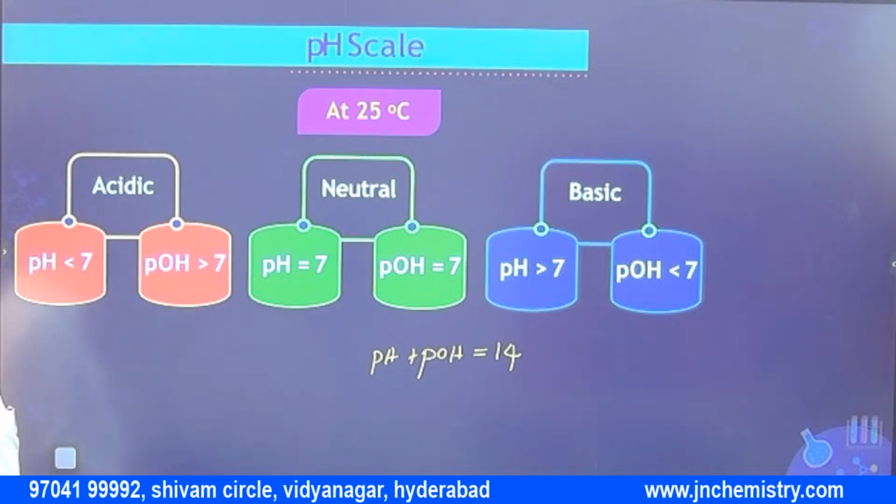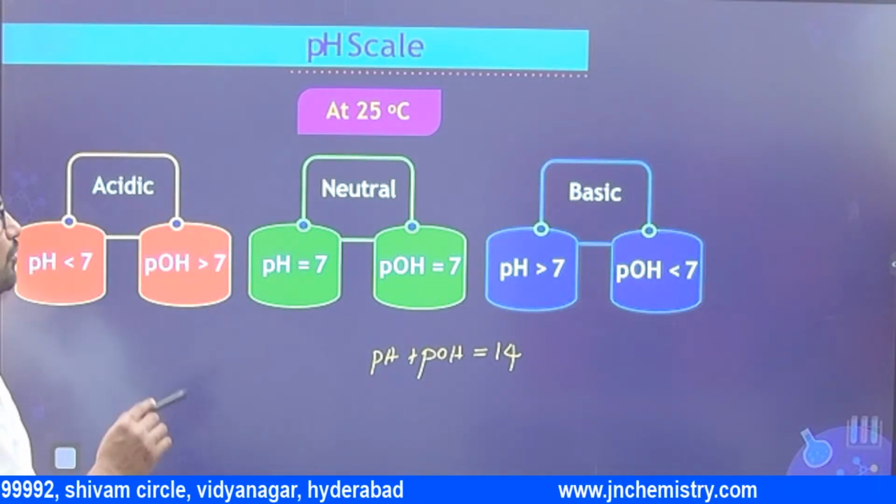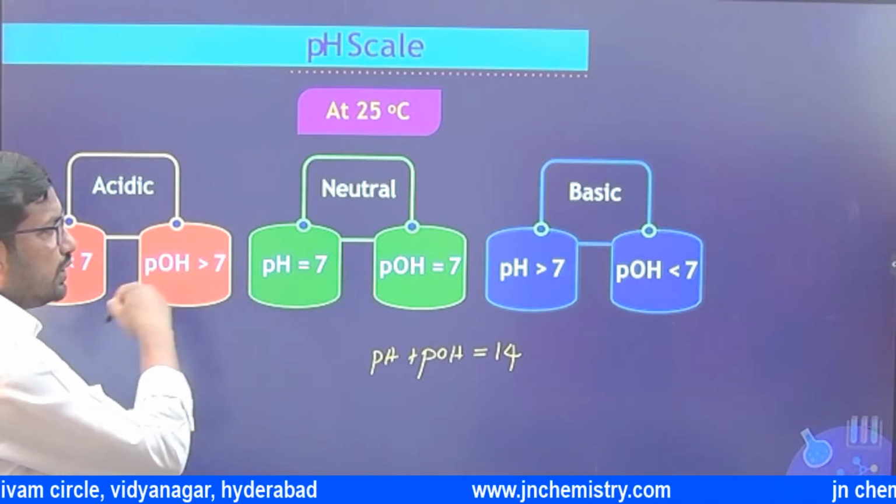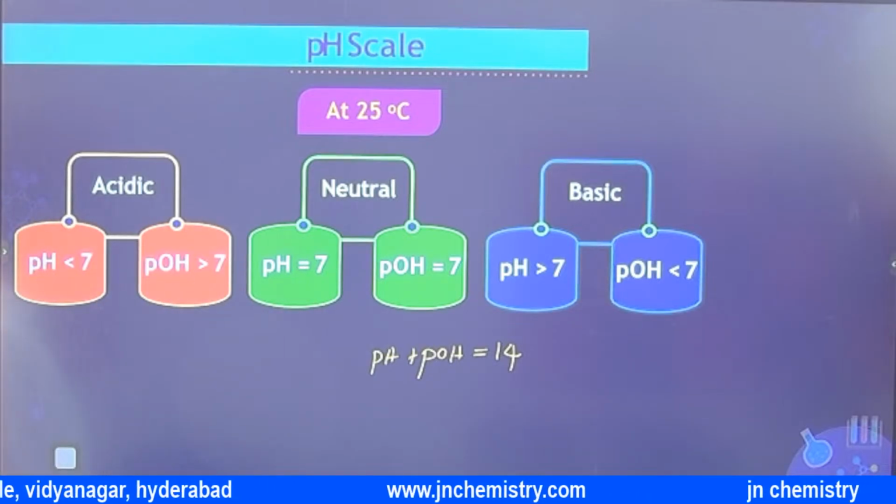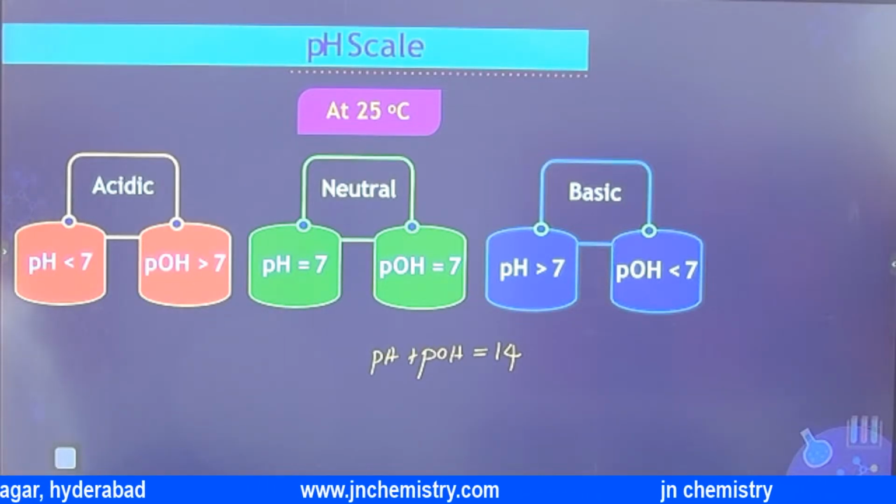So write this down. A lot of people are confused in the case of pOH. So write down pH and pOH both at 25 degrees centigrade.